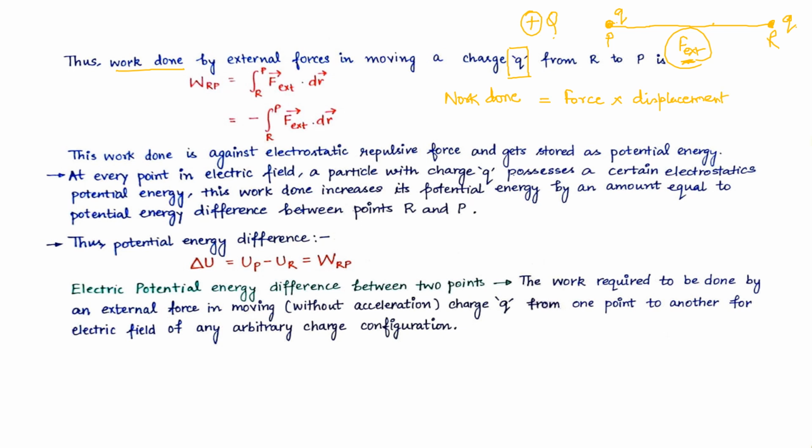So what kind of quantity is work done? Work done is a vector quantity, because force is a vector, displacement is a vector, so why not work done? Hence work done is also a vector quantity. Now this work done in bringing small q from R to P equals the integral from R to P of F external into the displacement.